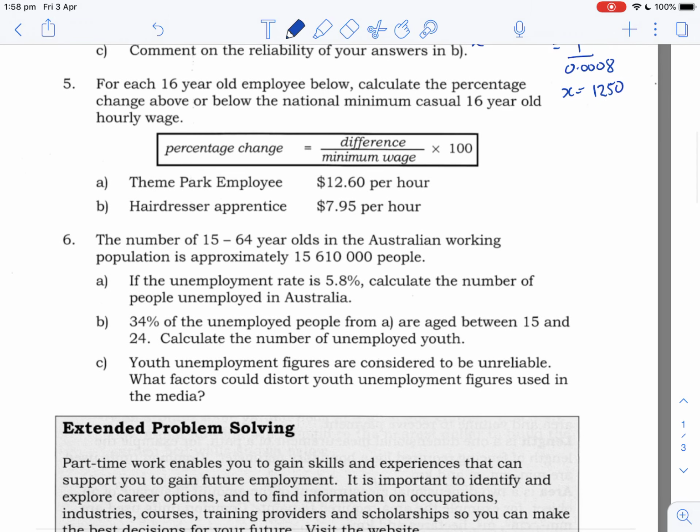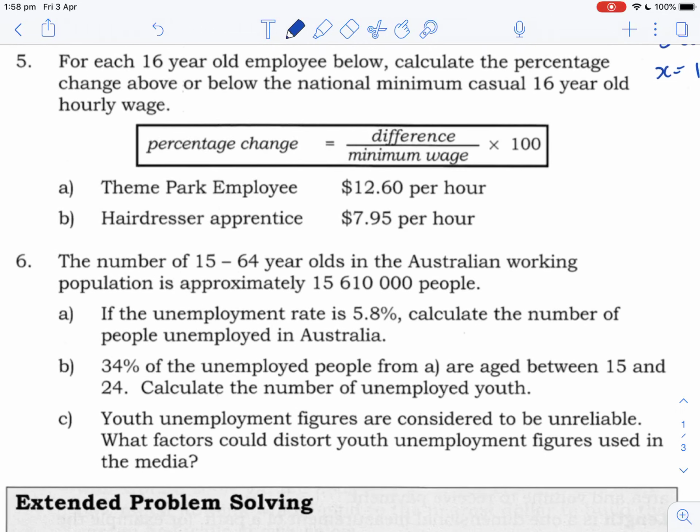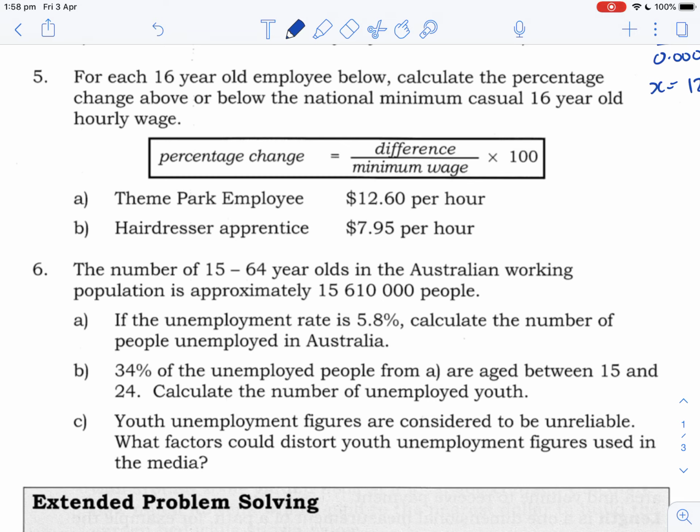Okay, let's go on to question 5. So in question 5, for each 16-year-old employee below, calculate the percentage change, and we've done lots of these percentage change calculations, above or below the national minimum casual 16-year-old hourly rate. So for a theme park employee, they're earning $12.60 per hour, and for a hairdresser apprentice, it was $7.95 per hour.